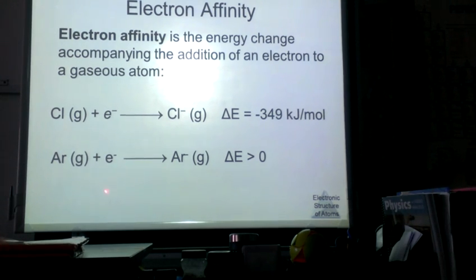So, for example, if argon were to take on an electron, I would see that its energy change would actually be positive. It would be greater than 0. And if you think about that, it makes sense because noble gases, we know, aren't going to want to take on an additional electron at all. So they're going to have to absorb a ton of energy before they're even able to hold that extra electron. They're going to have to make room or make space because those noble gases are fairly small in size.